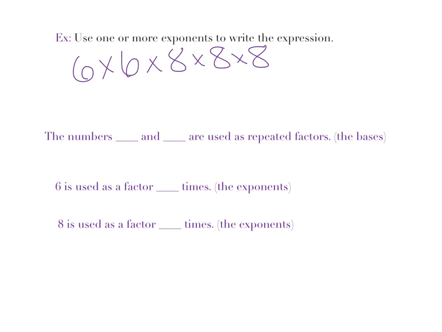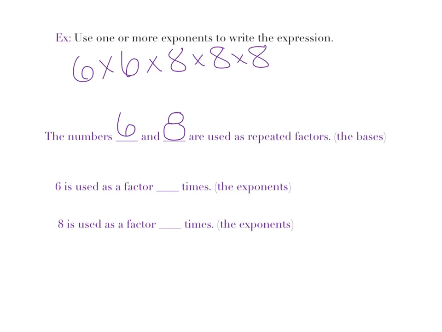So now here's another example. We're going to again use one or more exponents to write the expression. Now we do have 2 different repeated factors here. That's okay. We can still do this. If you think back to when we did prime factorization, we've seen something similar before. So let's go ahead and fill this in. The numbers blank and blank are used as repeated factors. Looking at my problem, the numbers 6 and 8 are used as repeated factors. So I'm going to fill those in there. 6 and 8. These are our bases, or our big numbers.